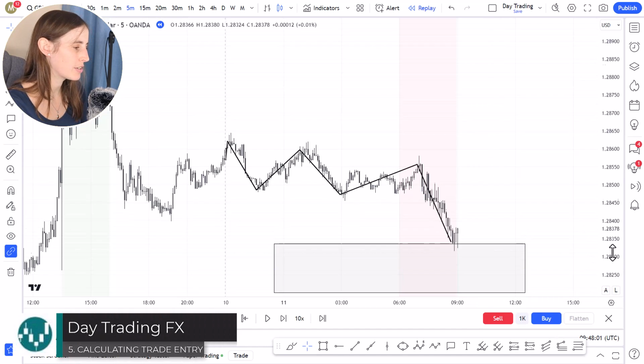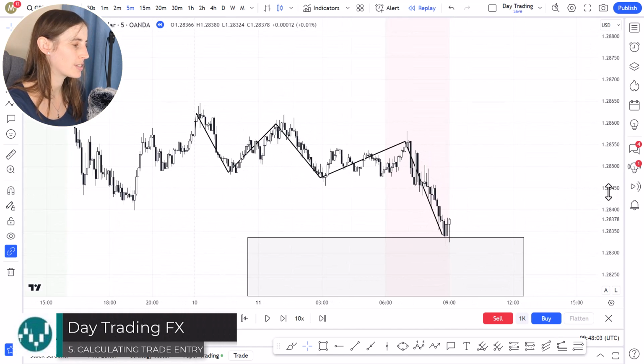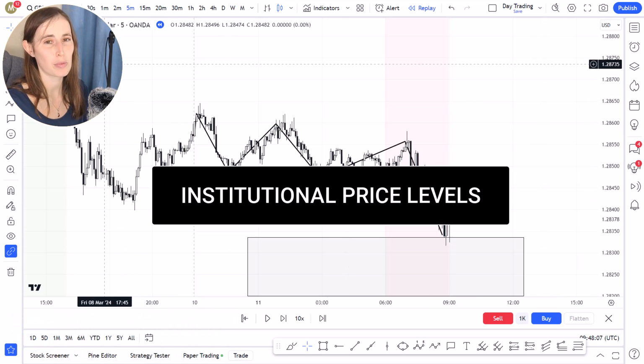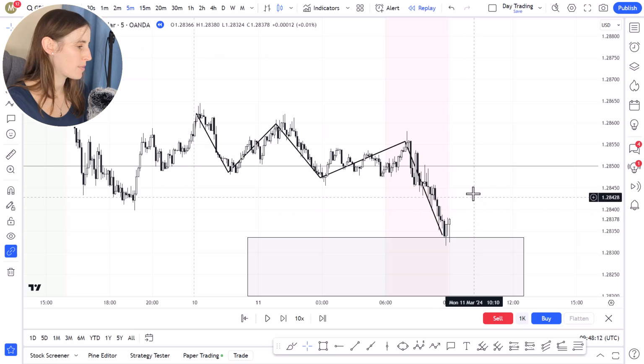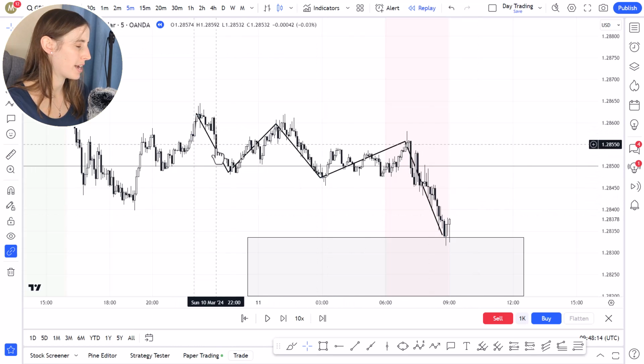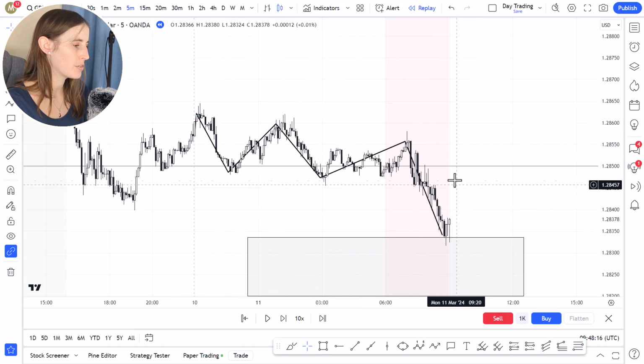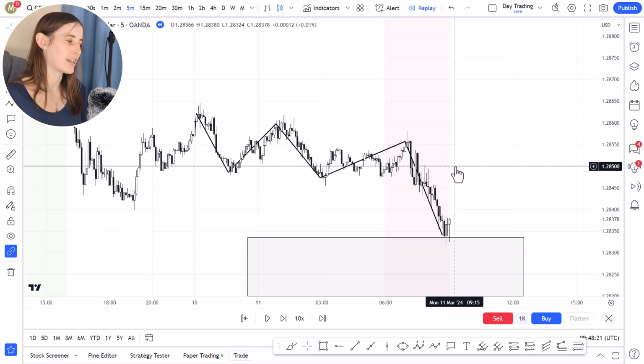And to calculate a good place to get in for a short, I did 2 things. Firstly, I added my institutional price levels. And here we have one right here, which is where we had this consolidation around. Now we're underneath this, so I thought that if I could get shorter on this level, that adds an extra bit of support to my trading plan.